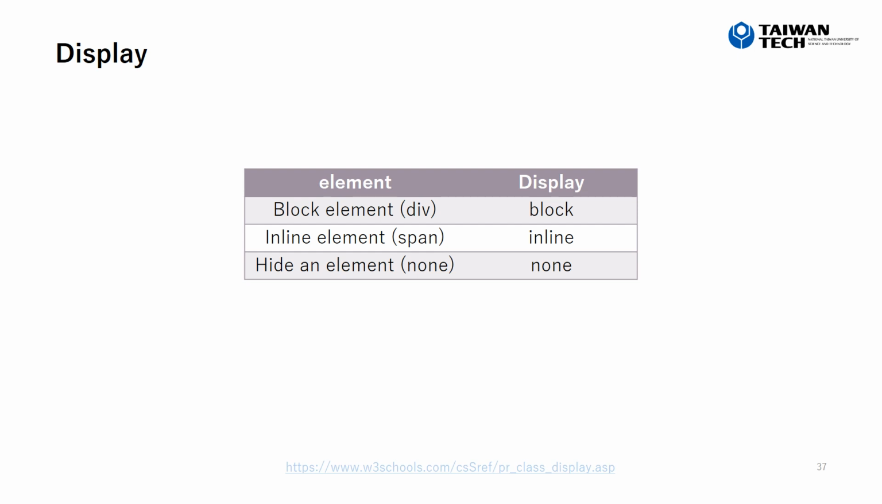Actually, when we use a menu and our cursor moves over a specific menu item, there will be a drop-down menu. The sub menu actually just uses display none. When we mouse over, it is display block, and when we mouse out, it is display none.